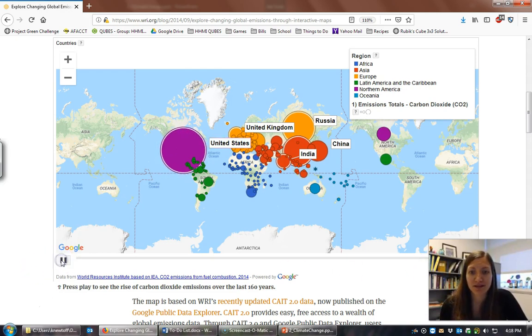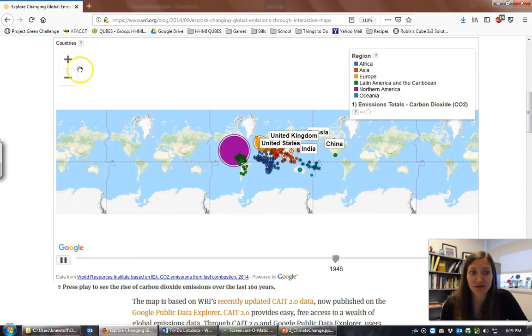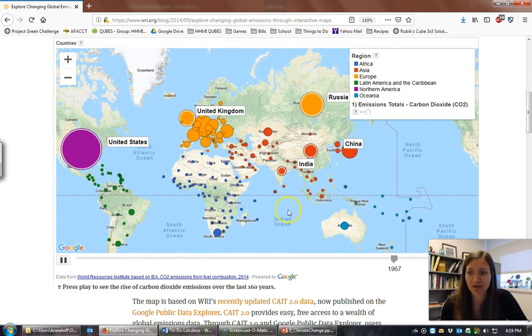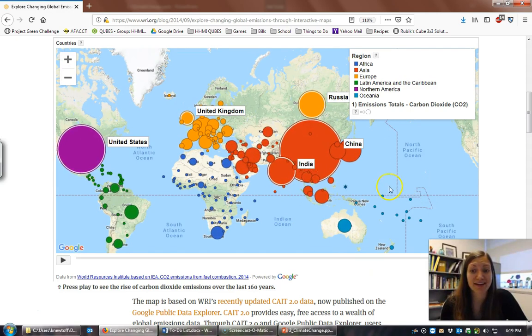So let's keep playing this. And what do we notice? So I'm going to let it play through again. We're the world leader in the amount of carbon dioxide. But it's actually fairly recent. Let me zoom in a little bit more. And look what's happening with China. China very recently has actually surpassed the United States and is growing and growing and growing. So it's actually China that's currently ruling the world in the total amount of emissions.